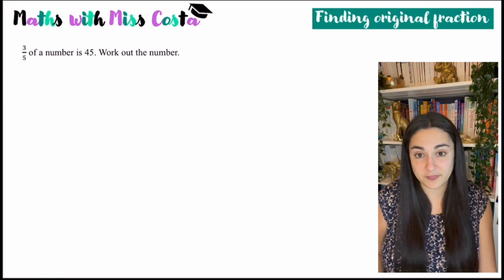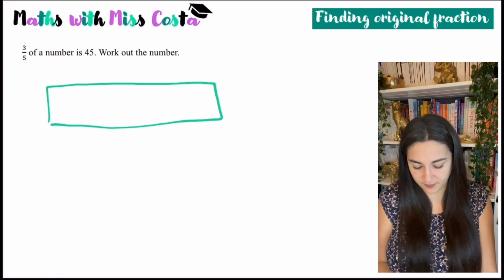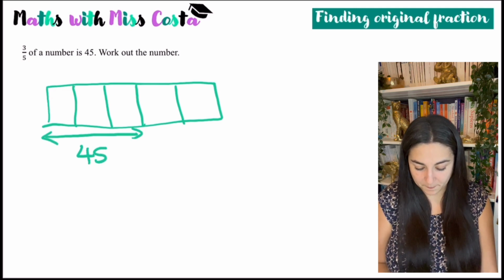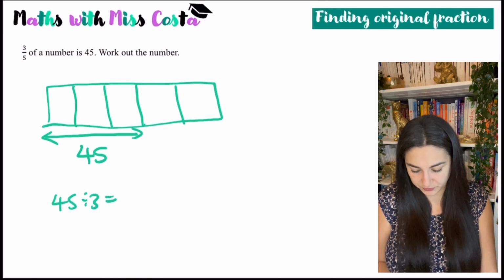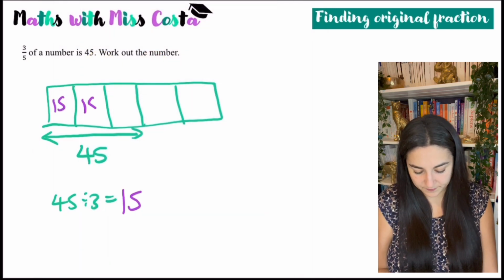So we're told that 3/5 of a number is 45. Work out the number. So if I've got my number and it's been split into 5 parts, because that's what I've been told, 1, 2, 3, 4, 5, 3/5 of that is 45. So I know 3/5 of this number is 45. So if I did 45 divided by 3, I could figure out how much 1 part is. And 45 divided by 3 is 15.